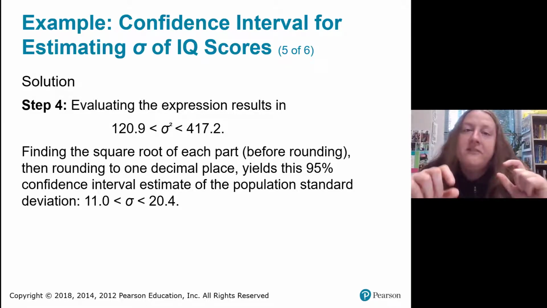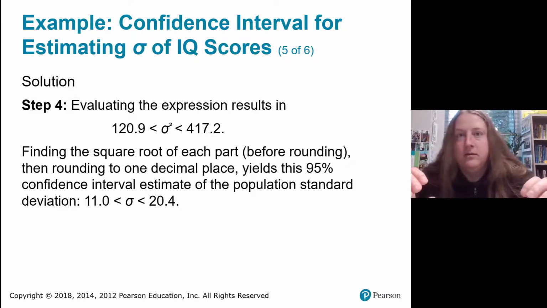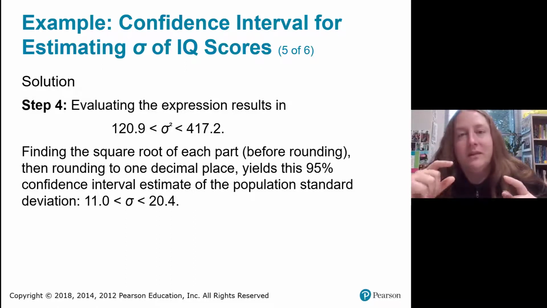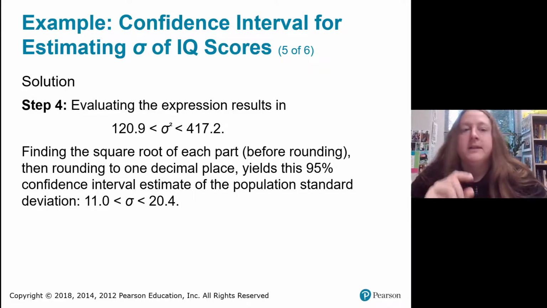If you get those left tail and right tail chi-square critical values backwards, what you're going to end up with is 417.2 is less than sigma squared, our population variance, is less than 120.9. That doesn't make sense because 417.2 is not less than 120.9. That's your cue that you probably did them in the wrong order, all right? That you didn't make that switch. So check that out. Make sure your inequality order always makes sense.